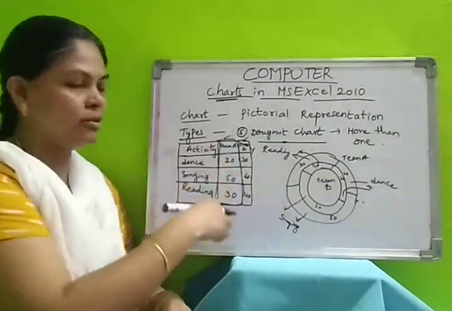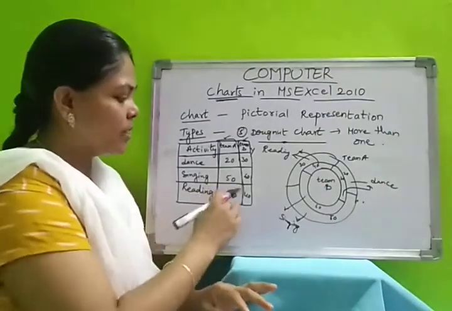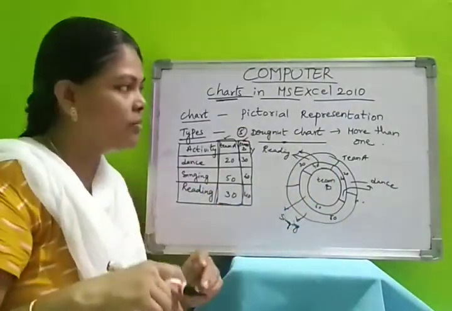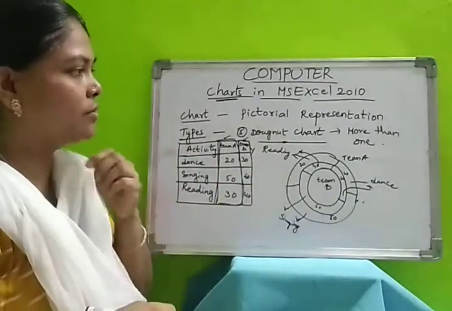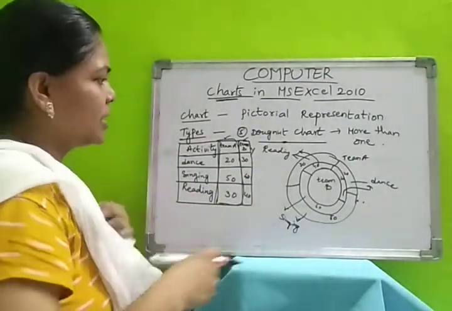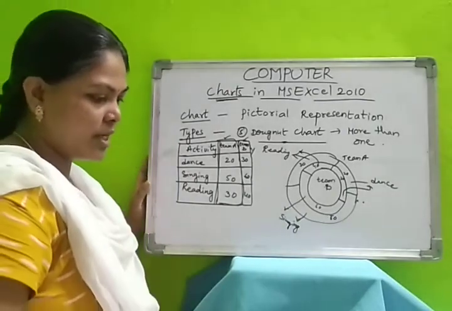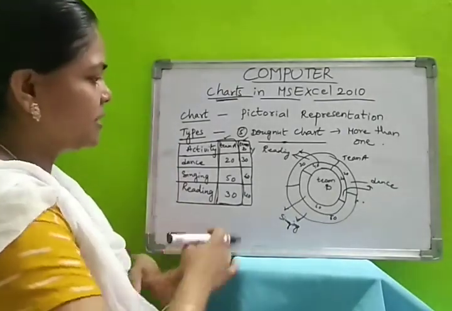For comparing two values, we use this donut chart. A pie chart takes only one value. If you want to compare more than one, at that time we will take the donut chart. Okay. So next we have area charts and 3D surface charts.